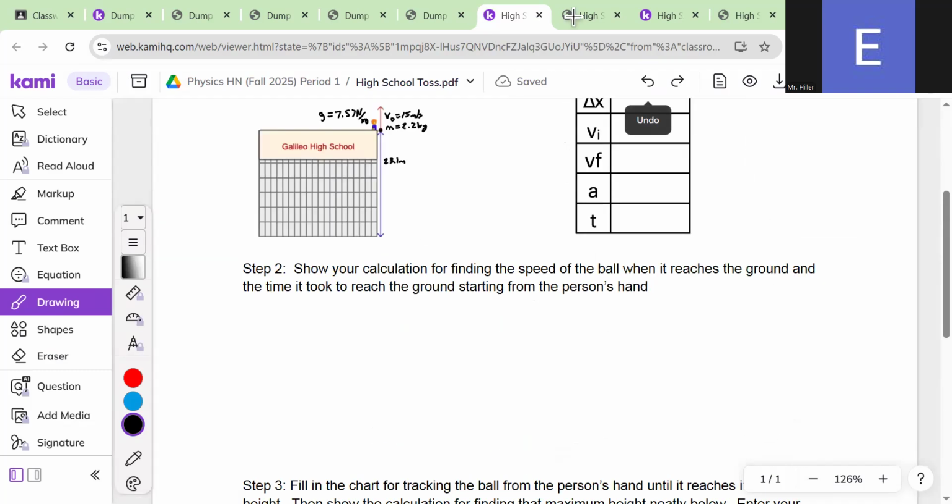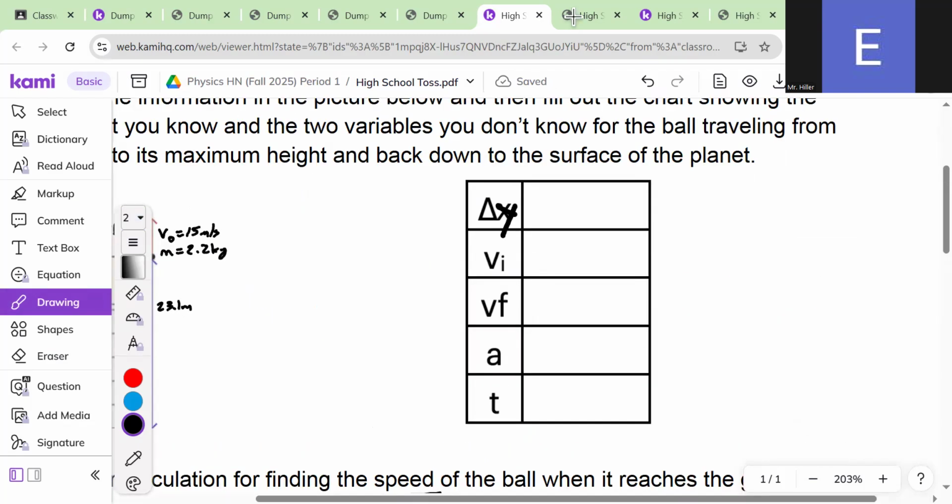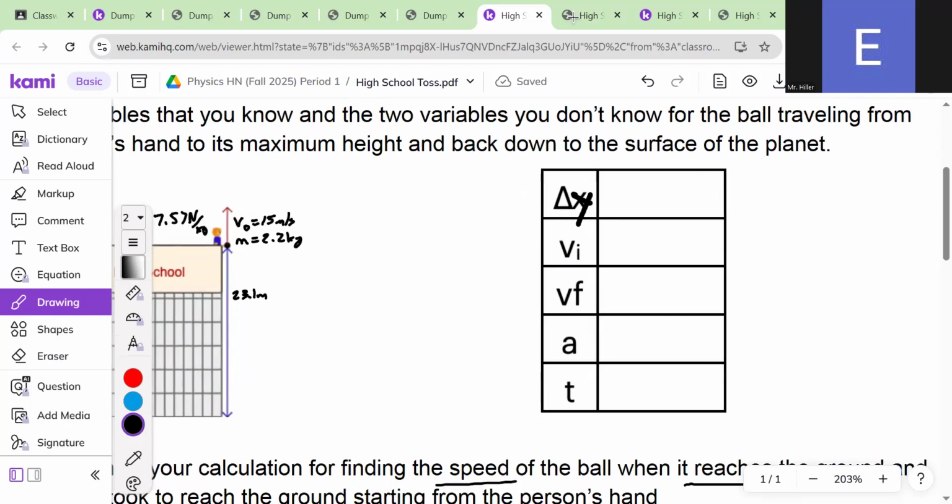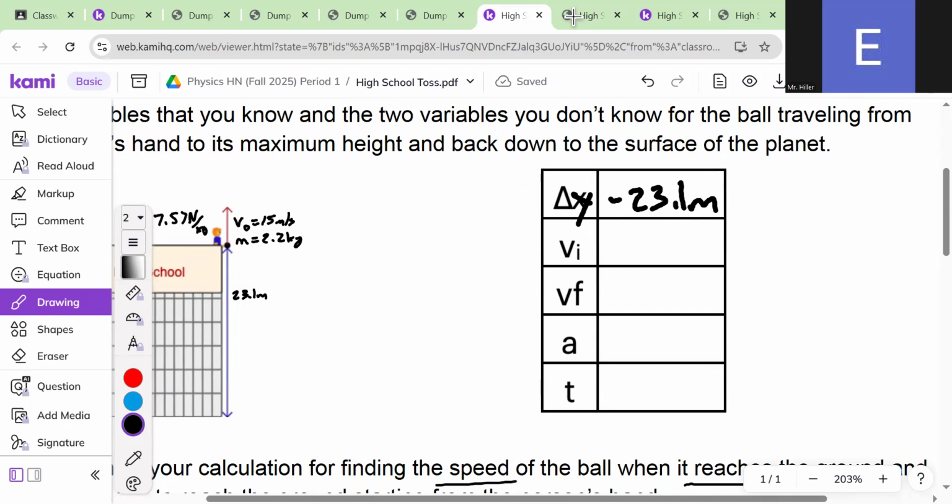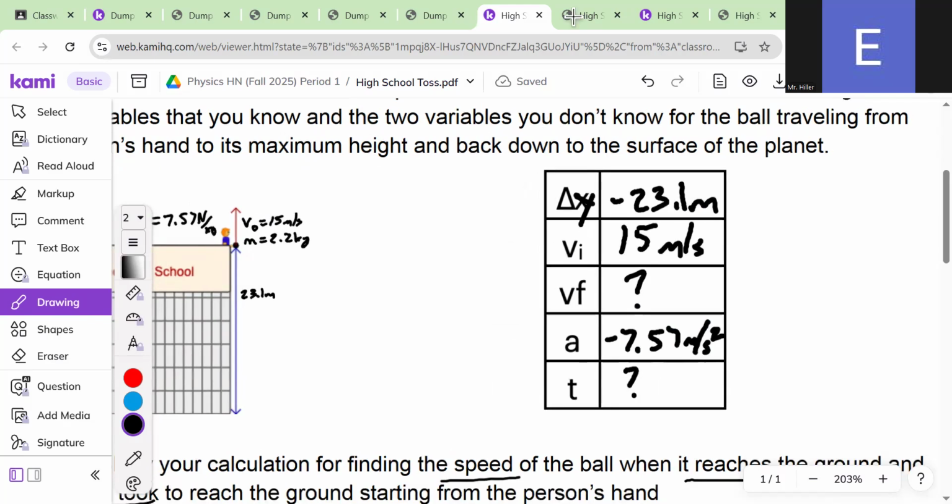First, let's find the speed of the ball when it reaches the ground and the time it took to reach the ground. So let's go ahead and split this into two. And here's how we're going to do that. I'm going to use this chart for the whole path. So my displacement, the ball is going to go negative 23.1 meters because that's how far it will fall from the tower. It's being thrown upwards, in my case, with 15 meters per second. We're looking for the final. My acceleration is negative 7.57 meters per second squared. And the time is something I'm looking for.